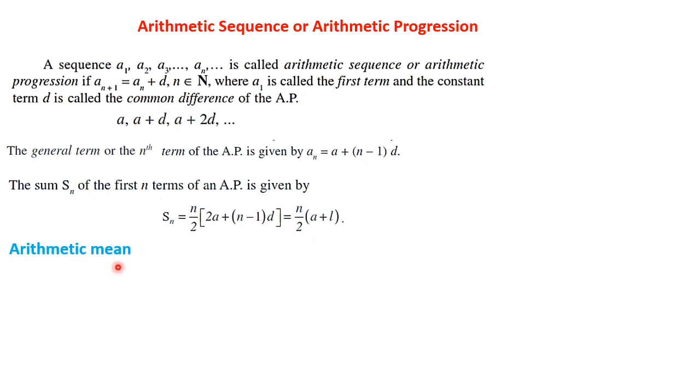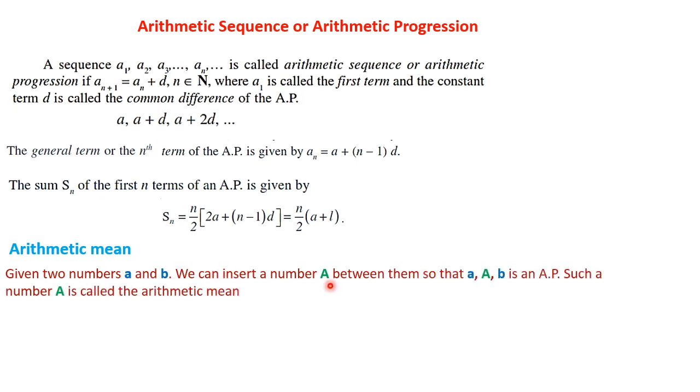The next topic is arithmetic mean. Given two numbers a and b, we can insert a number A between them so that a, A, b is an AP. Such a number A is called the arithmetic mean. Here there are two numbers, small a and small b, and we are inserting another number, capital A, in between them. When a, A, b form an AP, the capital A we inserted is called the arithmetic mean.